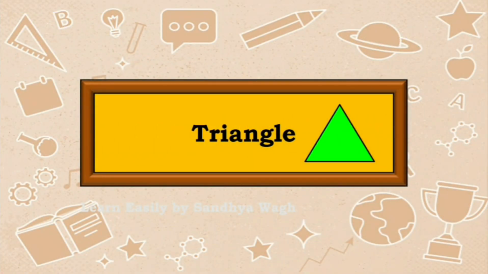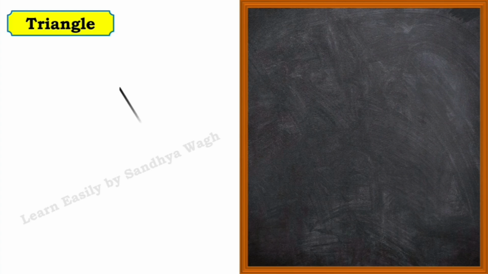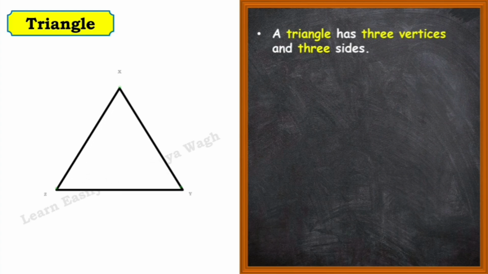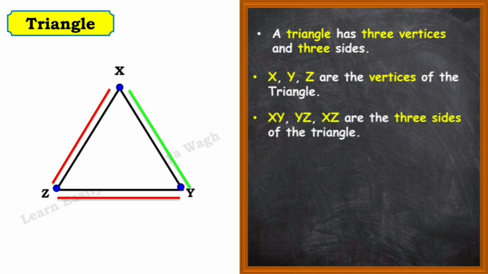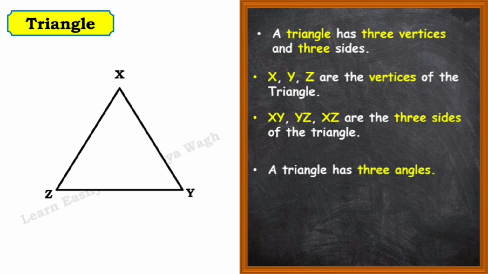Now let us learn about triangle. So this is triangle. A triangle has 3 vertices and 3 sides. So here X, Y, Z are the vertices of the triangle, and XY, YZ, XZ are the 3 sides of the triangle. A triangle has 3 angles.